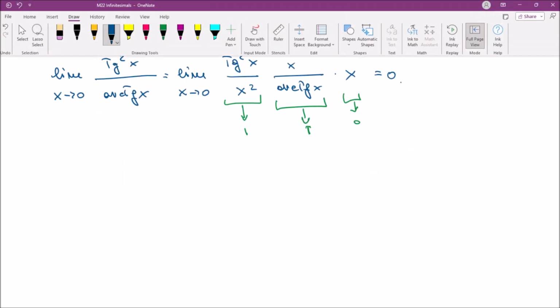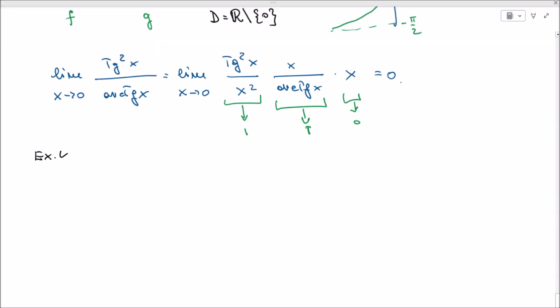Let's now give a final example. Example 4.